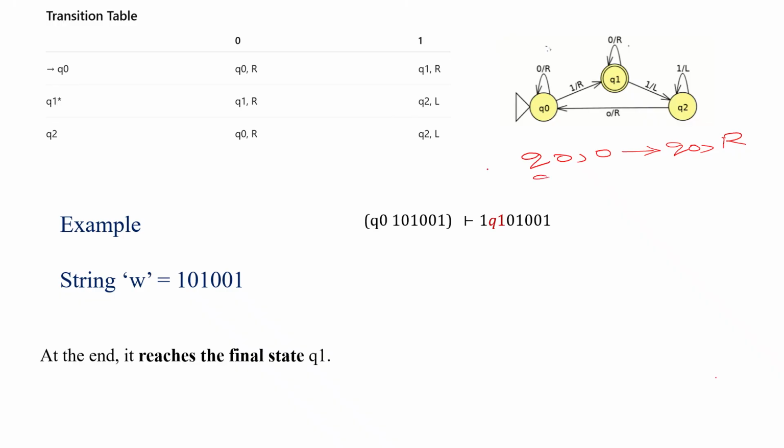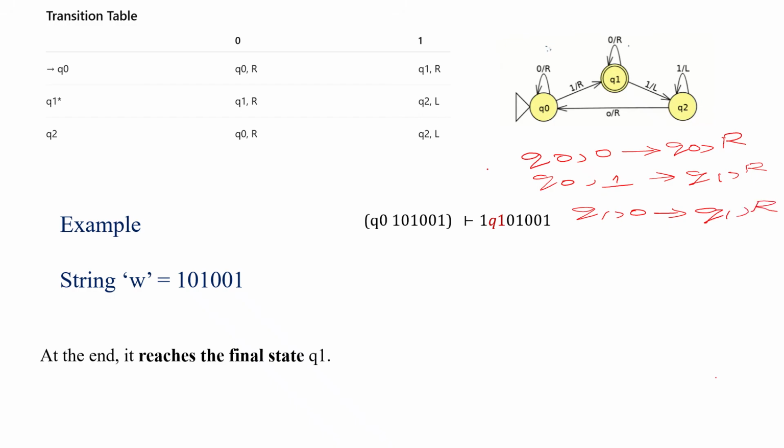If Q0 reads 1, it goes to the next state Q1, but the direction is R only, the right-hand side direction. Now come to Q1. If Q1 reads 0, it remains in the same state, and the direction is also the right-hand side direction.